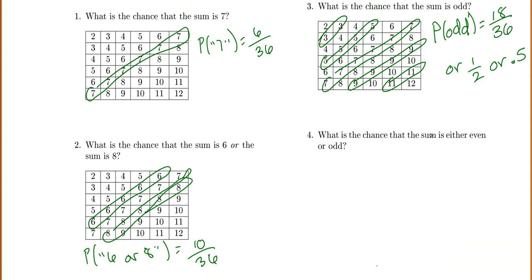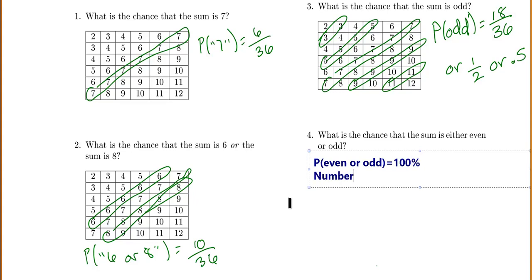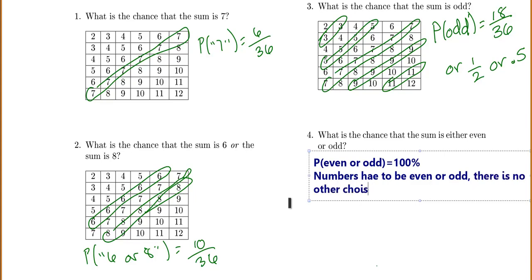And number 4, what is the chance that the sum is either even or odd? This one I don't actually have to calculate anything, because the sum has to be either even or odd, there are no other choices, so the chance that it's either even or odd is 100%. Specifically, whole numbers, which sums are, have to be either even or odd. There's no other choice. So the probability is 100%.